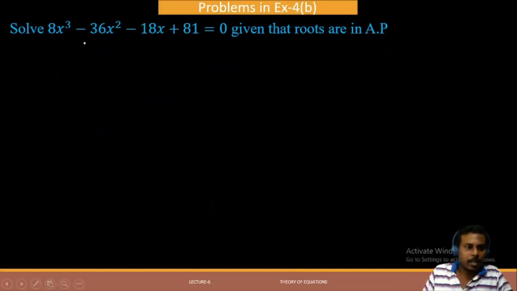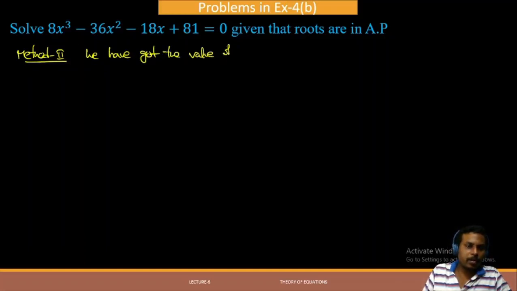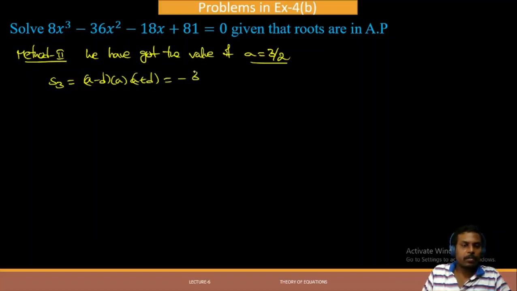Now let us see method 2 of solving the above equation. Here is method 2 without using Horner synthetic division. So we have got the value of a is equal to 3 by 2. Okay, now let me consider S3. S3 is equal to what? A minus d into a into a plus d, product of the roots, that is equal to minus 81 divided by 8.